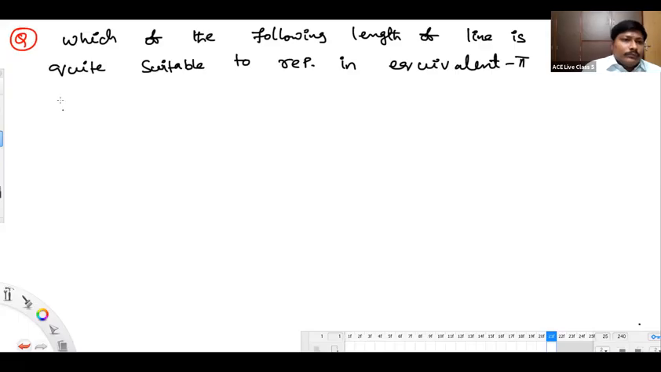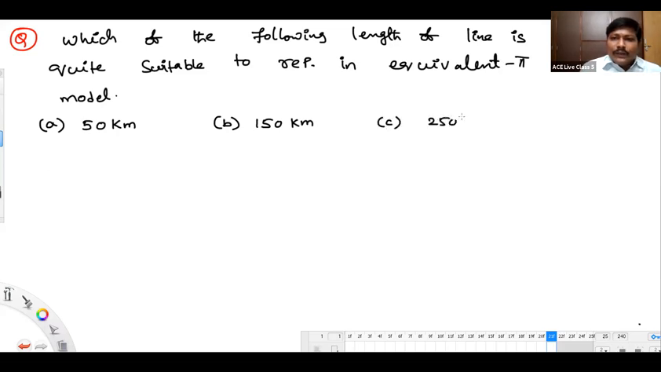Equivalent pi model. Which of the following lengths of line is quite suitable to represent in the equivalent pi model? Option A, 50 kilometers. B, 150. C, 250. D, all the above.